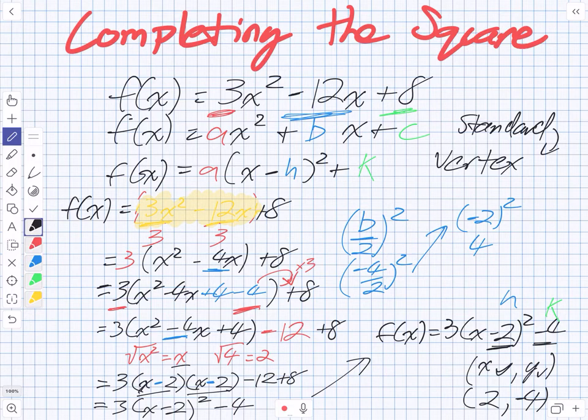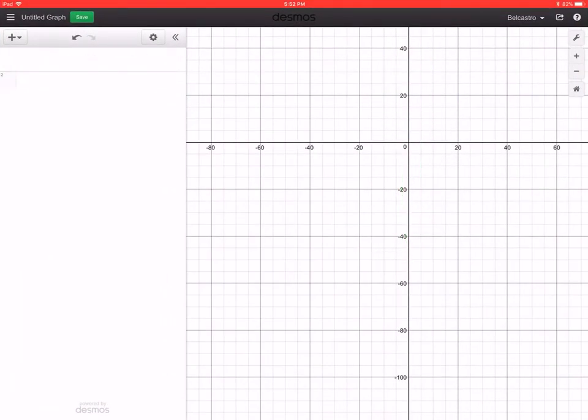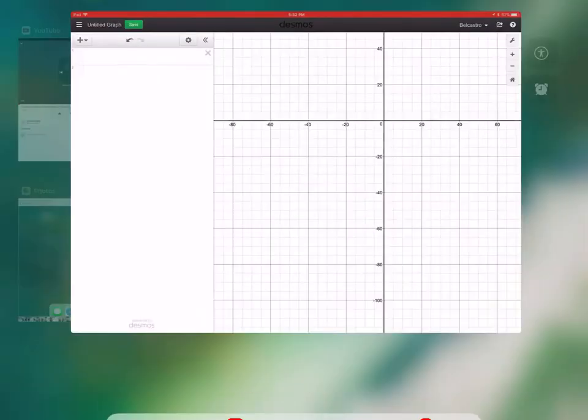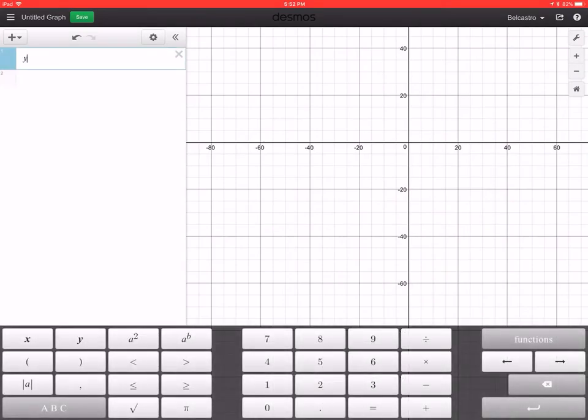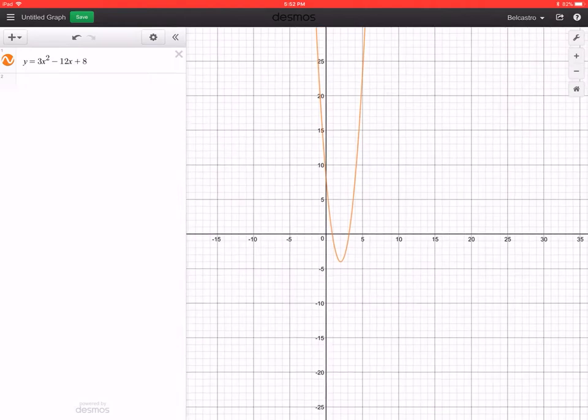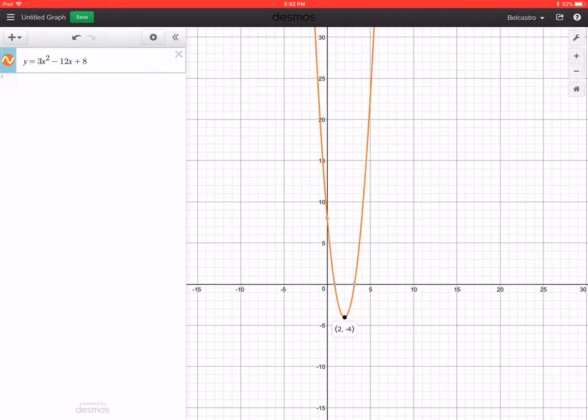So how do we prove this? Let's actually go through the process of proving this. I'm going to go into our graphing calculator here. We enter 3, negative 12, and 8. So y equals 3x squared minus 12x plus 8. We have a very specific quadratic here. And there we go, the vertex is 2 and negative 4. We know that was the vertex.